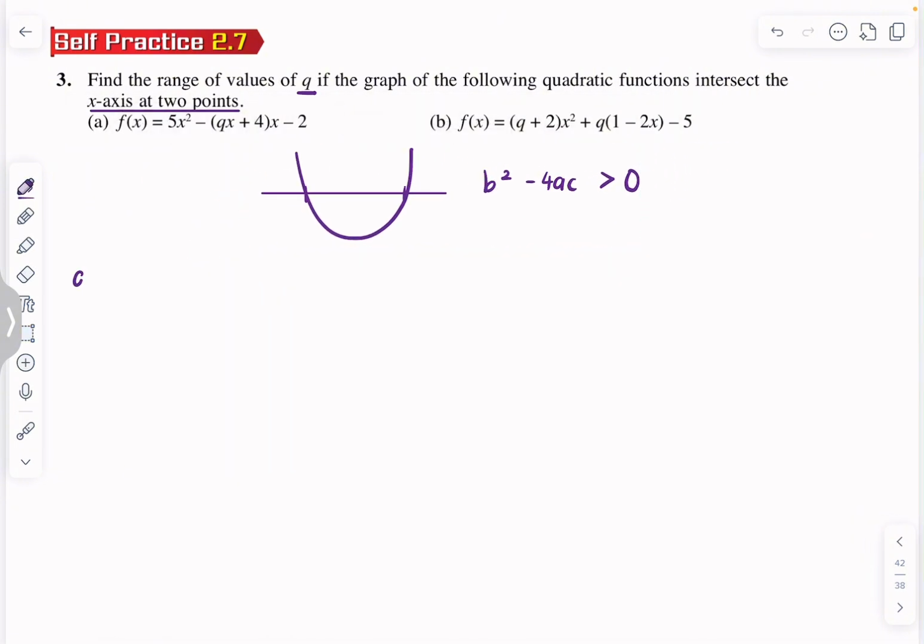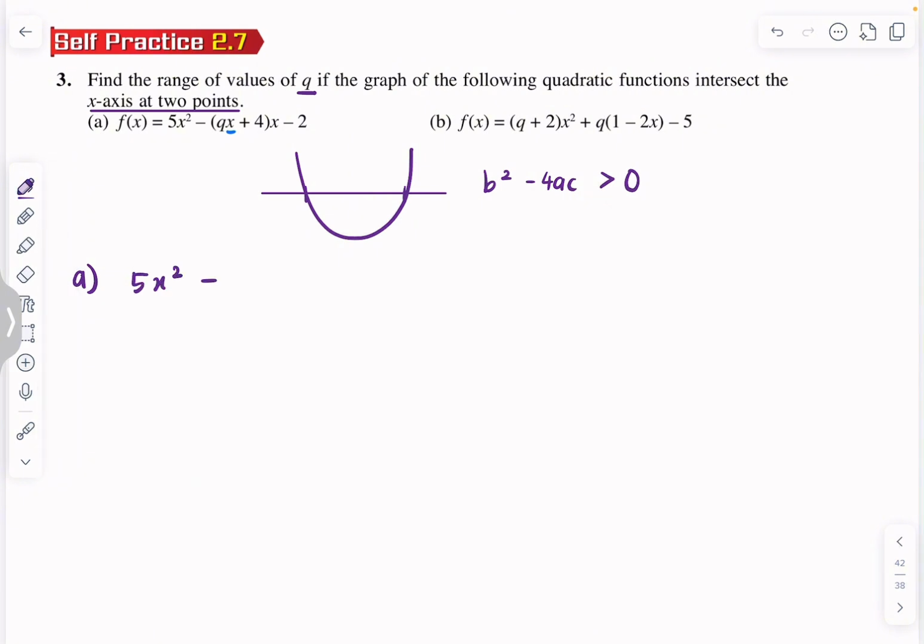Let's look at A. So from A we have our A, B and C. They already separated us. They already arranged it nicely. So A is 5, B is this whole thing. Don't forget to take the negative. Oh, wait a minute, they haven't. So we have to expand first, right, because here also got x. So first let's expand this equation.